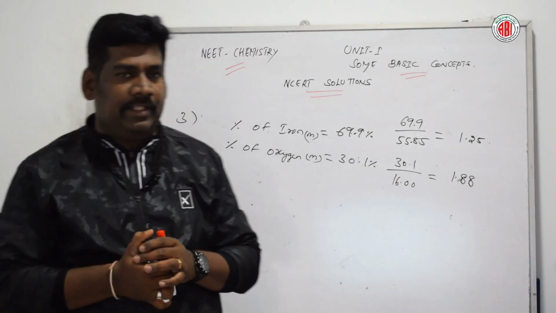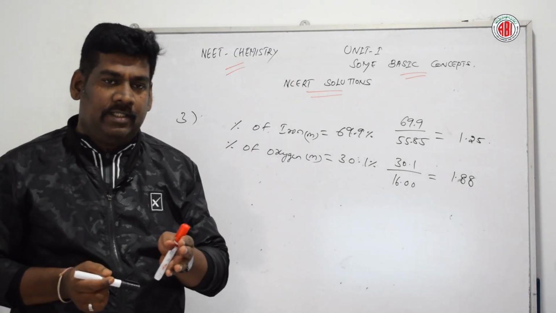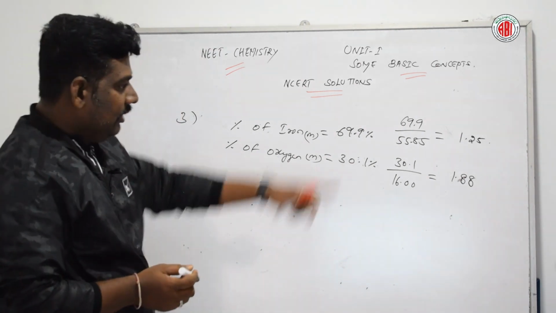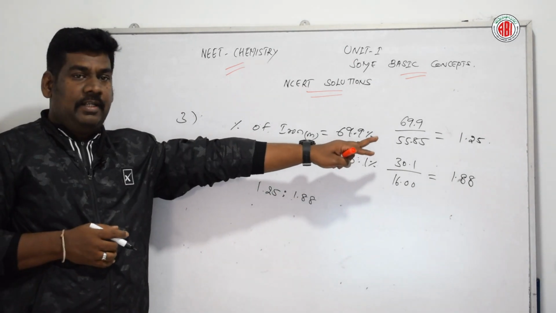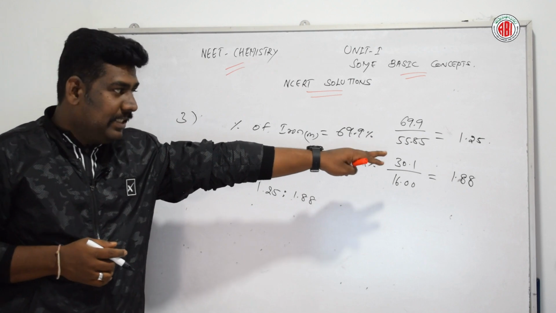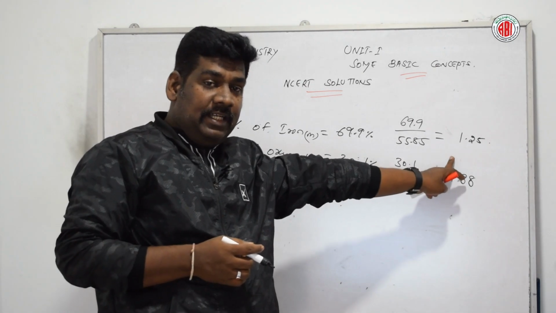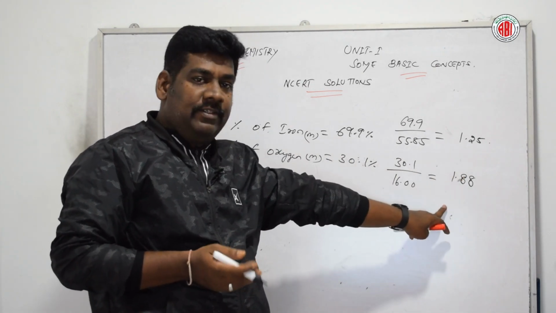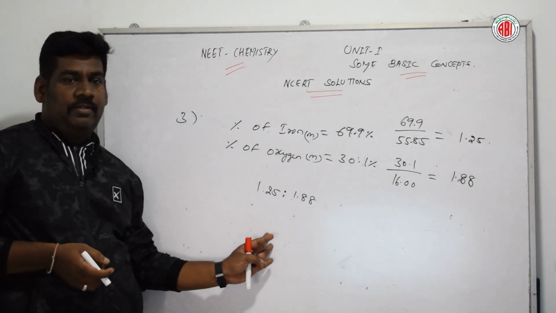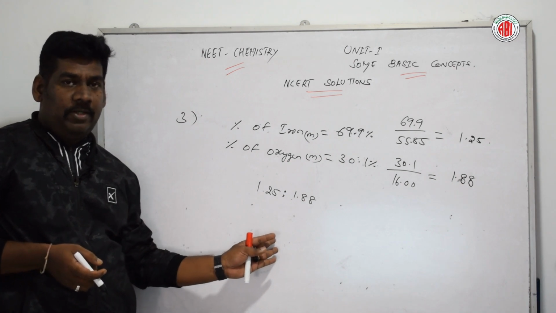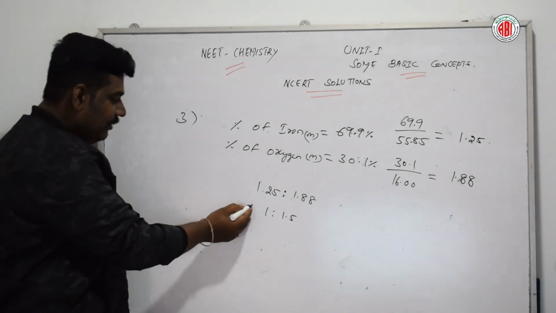Okay, now we are going to find the simplest ratio of iron to oxygen. These two values are there now, 1.25 is to 1.88. This is for the relative moles of iron present in the iron oxide, and this is for the relative moles of oxygen present in the iron oxide. So this ratio is similar to 1 is to 1.5. We have got the simplest ratio.